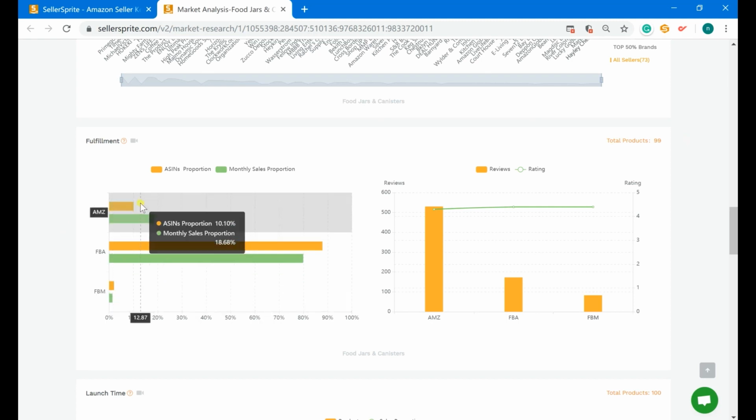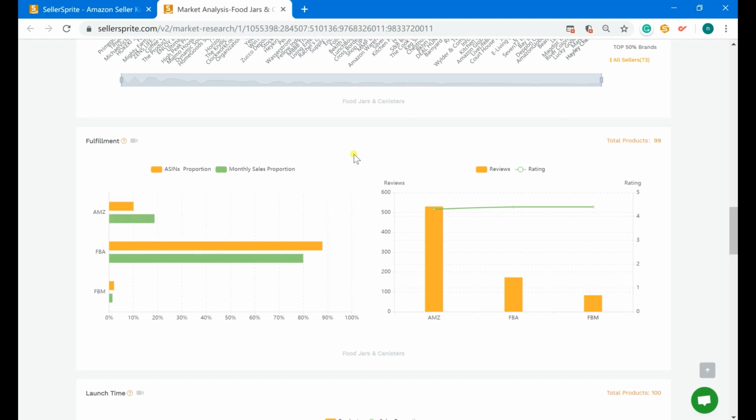Amazon accounts for 10.1% of the market's ASINs and 18.68% of the market's sales volume. That is, 10 out of 99 products are sold by Amazon, and the total monthly sales volume of these 10 products is less than 10,000. It's not a high proportion, so the third-party seller has a great chance to enter this market.